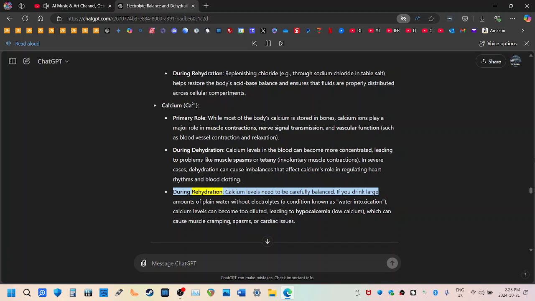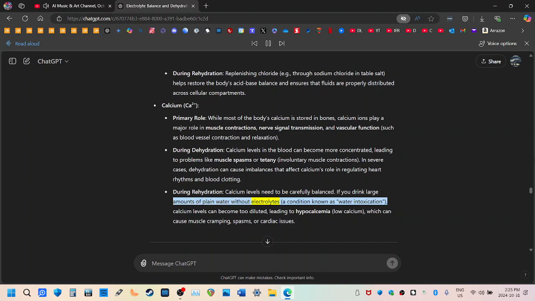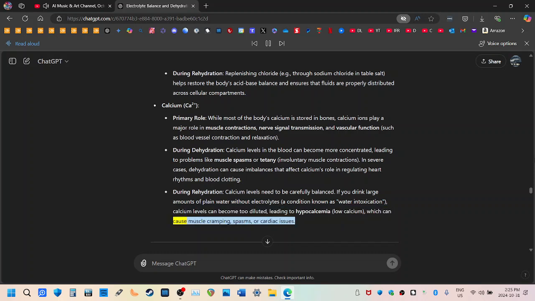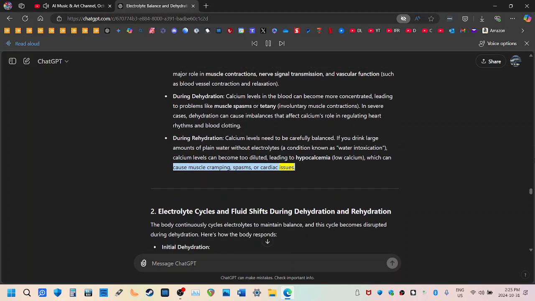During rehydration, calcium levels need to be carefully balanced. If you drink large amounts of plain water without electrolytes, a condition known as water intoxication, calcium levels can become too diluted, leading to hypocalcemia, low calcium, which can cause muscle cramping, spasms, or cardiac issues.